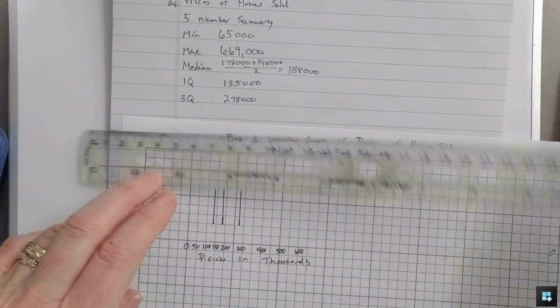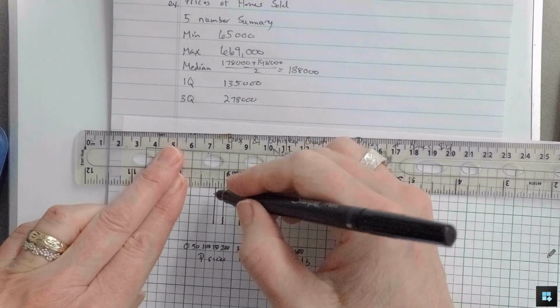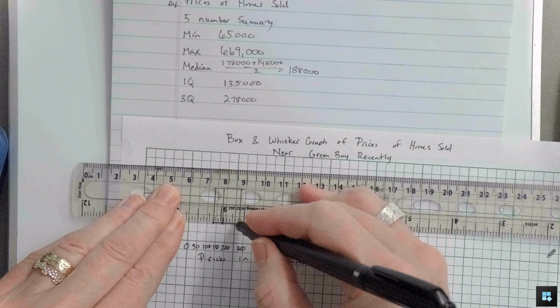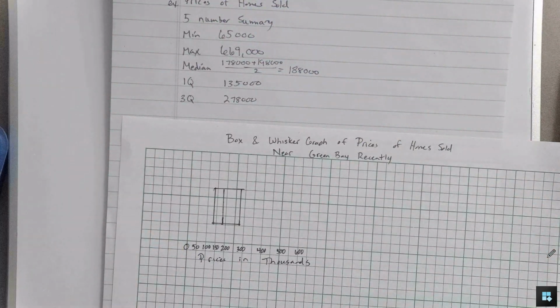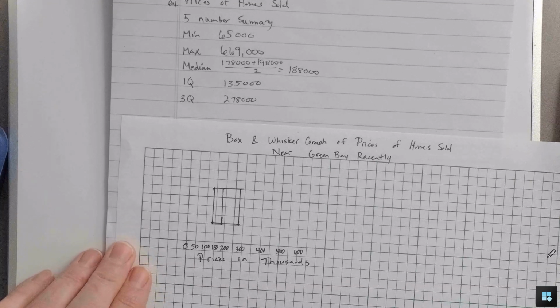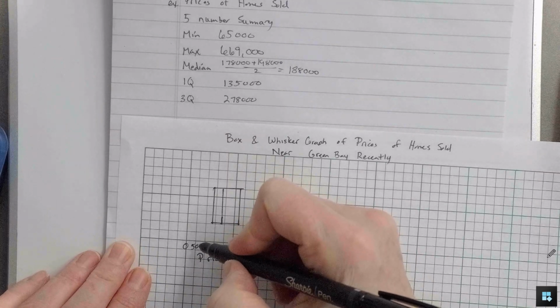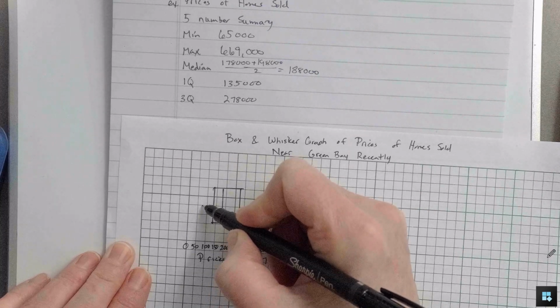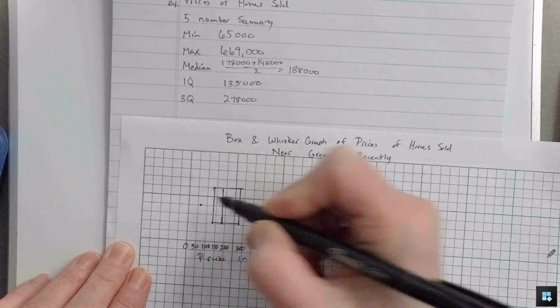That's your box. Those 3 lines, the median, the first quartile, and the third quartile make up your box. And then the whiskers are the little trailing ends that go to the min and the max. So the minimum was, where do we have that? 65,000. So halfway between 50 and 100 is 75,000. So I want to be like a quarter of the way in there.